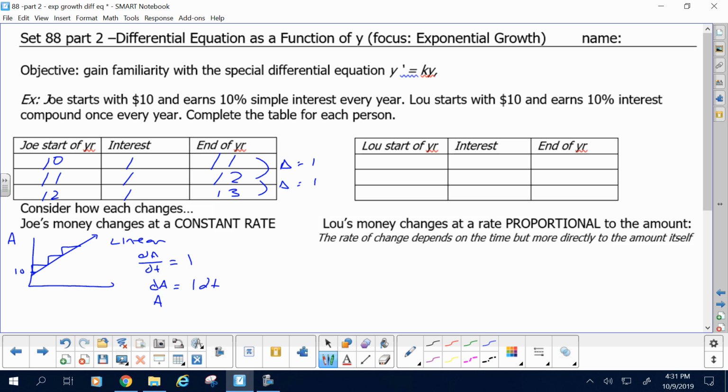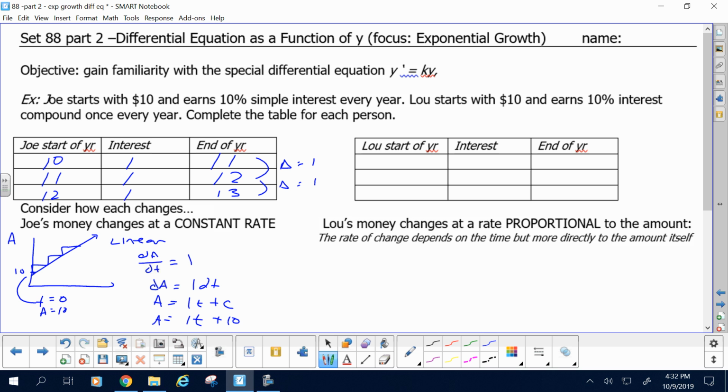Integrate both sides. A is 1t plus c. And then we could probably use the initial condition at time 0. The amount is $10 to get a final amount equation, 1t plus $10. Now, all that's great, but linear growth isn't very interesting. Actually, it's super important, but it's not very interesting.